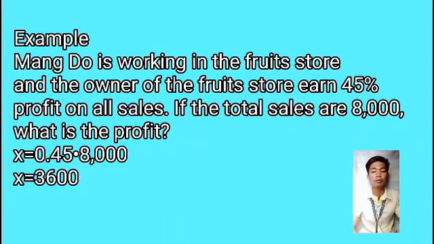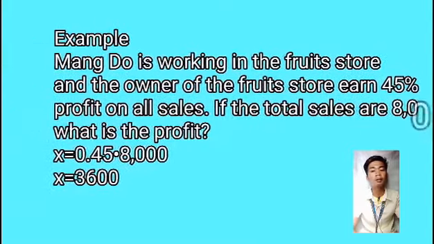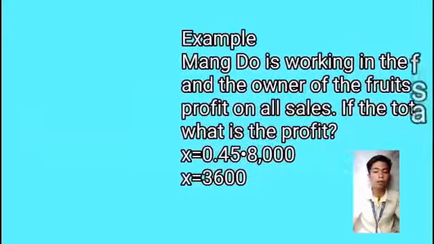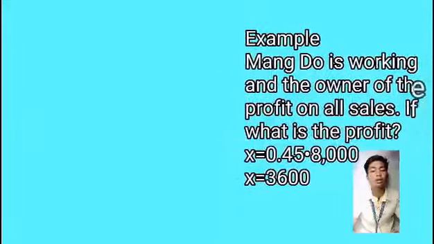x is the profit. x is equal to 0.45. How do we get 0.45? 45% times 100 divided by 100 is equal to 0.45. 0.45 times 8,000 is equal to 3,600. Mangdo has 3,600 for his profit.